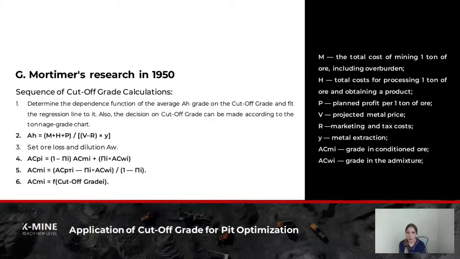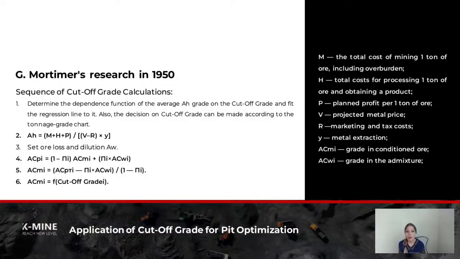Now we need to determine the average grade of the ore flow at the enrichment plant according to formula number 4. And then, equating the obtained grade to the required one, we obtain the value of ACMI according to formula number 5.